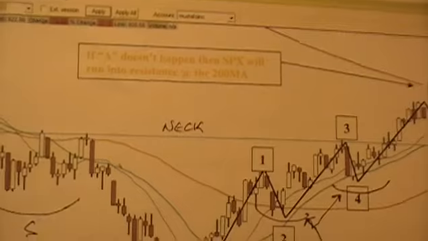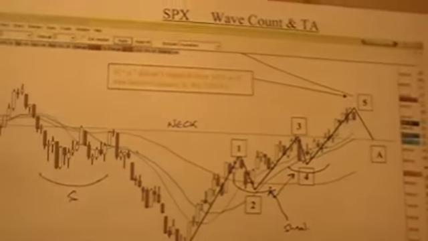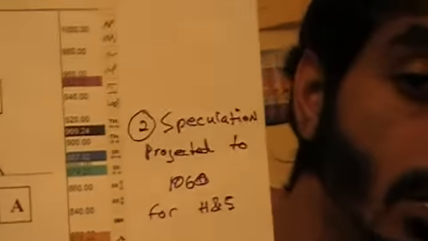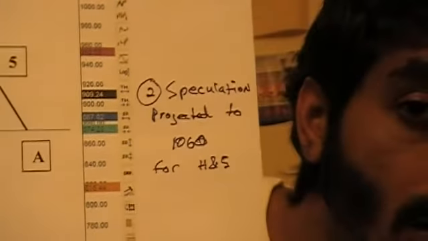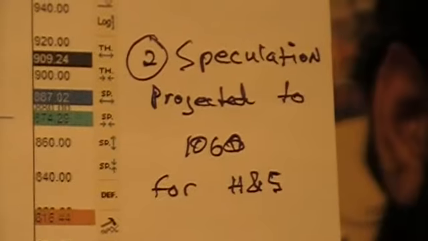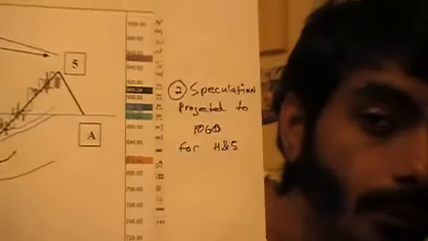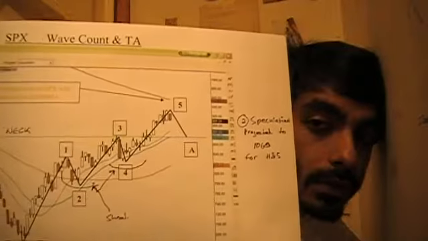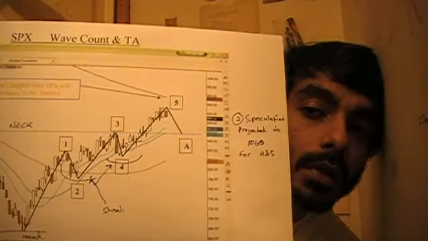Neckline right there. So if you measure the neckline down to the head, you get an approximate run up, I would say, projection number 2. Possible run up of head and shoulders projection 1060. We can run up, or we can break this down to A.